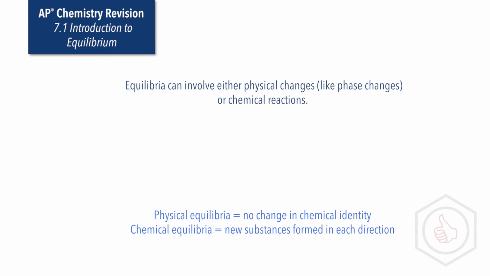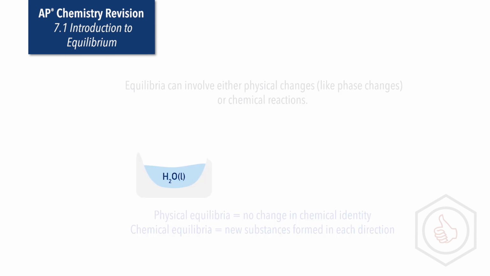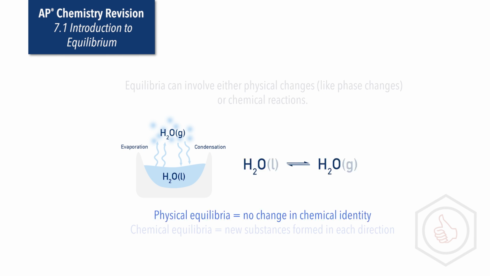For example, an open container of water will undergo both evaporation and condensation. Now, if the rate of evaporation equals the rate of condensation, then the system would be at equilibrium. This would be a physical equilibrium because no chemical change is taking place.